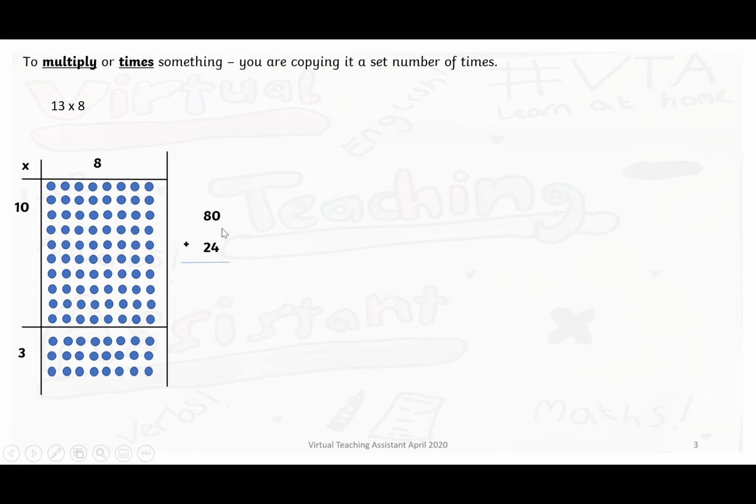So I'm going to use column method now to add these up. So 0 add 4 is still 4, and 8 add 2 is 10. So that's a total of 104. Okay, next I'm going to do 18 times 63.